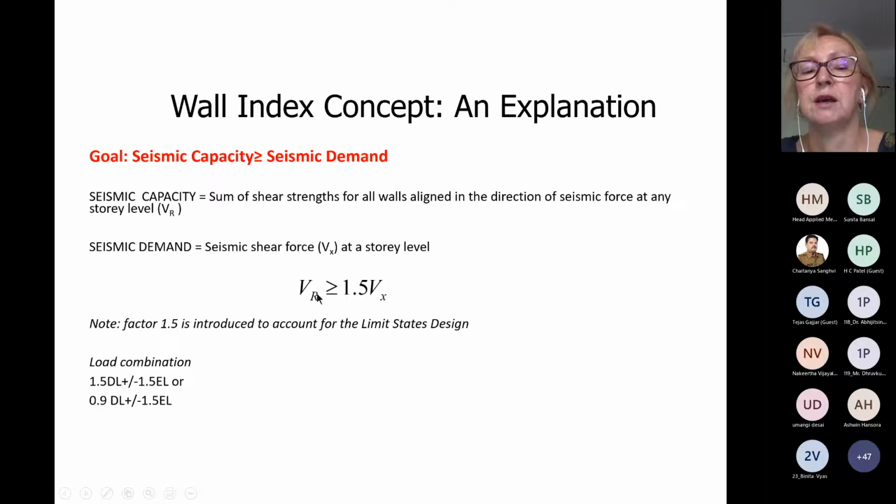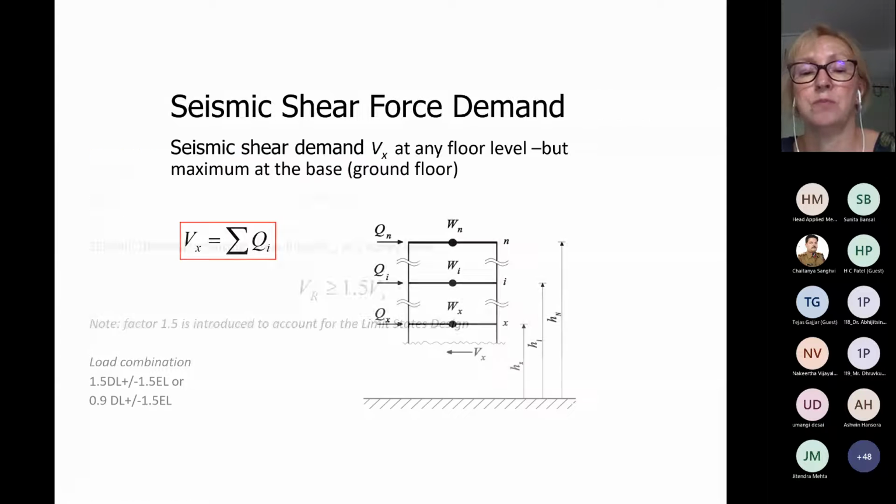On the left-hand side is the ultimate strength of the whole building in one direction for the effect of earthquake loading. On the right-hand side is the applied loading due to that earthquake. We call this seismic force, popularly known as seismic demand. But in reality, it is seismic shear force. In technical literature, this is known as seismic demand, but it is the seismic shear force at the story level, which in this case is at the base of the building, just above the foundation.